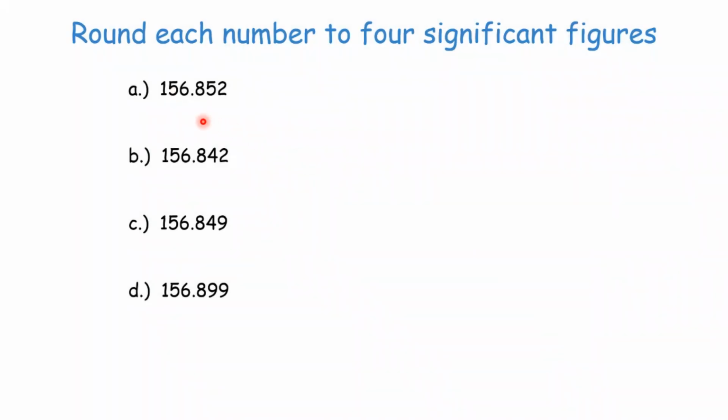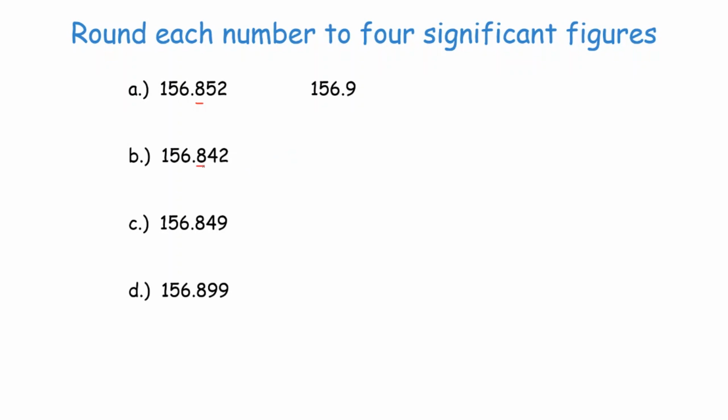Now let's do a few more exercises. We need to round each number to 4 sig figs. So it's always a good idea to underline the last digit. If it's a 4, that should be this digit right here. And then pay attention to the digit after that. So 5, of course, we round it up. That should give us 156.9.